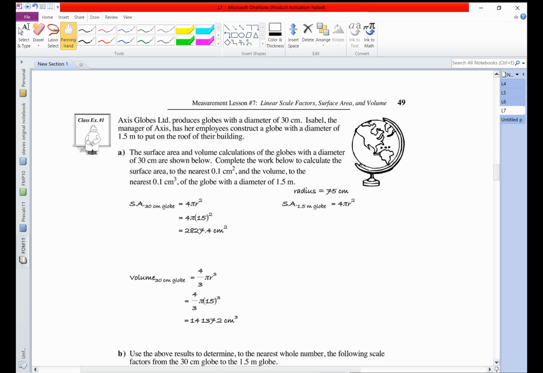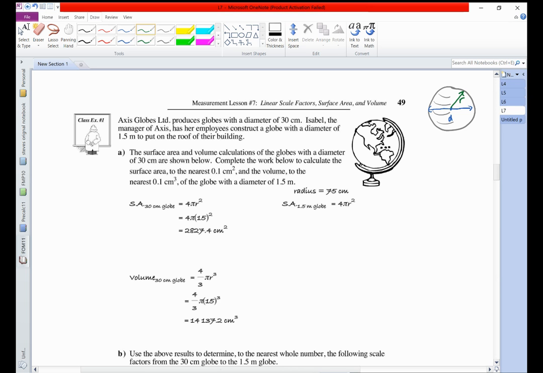So here it says a globe company produces globes with a diameter of 30 centimeters. So that means, just so that you remember, if this is a sphere, the diameter is the measure across through the center across the entire sphere or ball. And then a radius is just from the center to the surface, so half of the diameter.